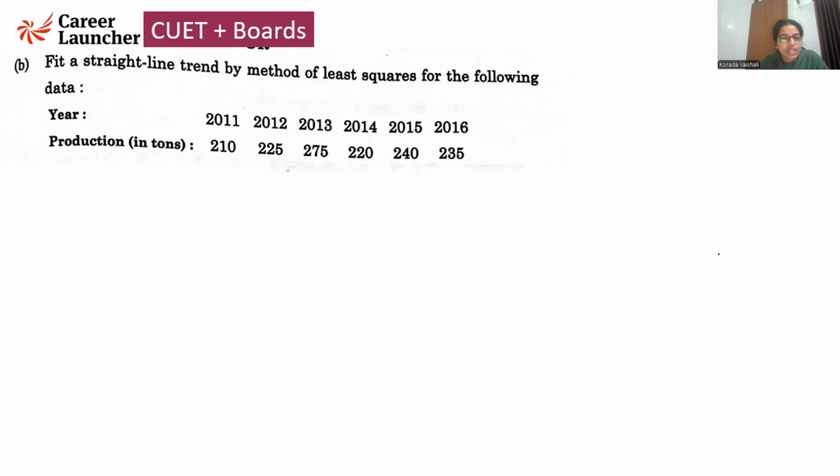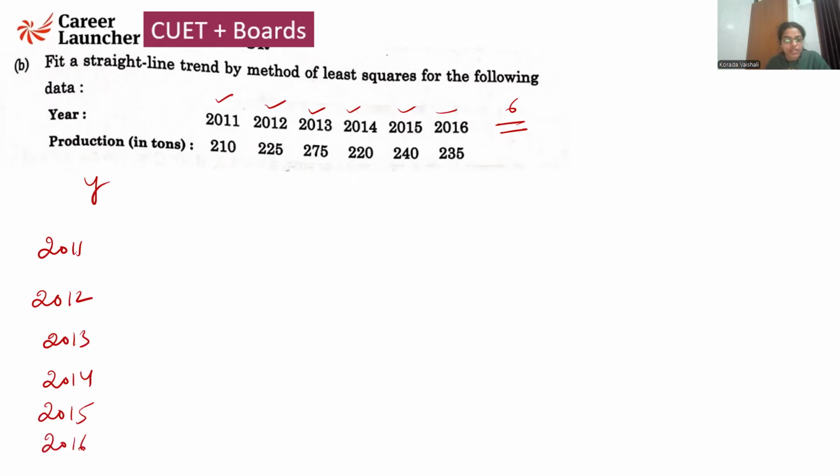Now we need to fit a straight line trend by the method of least squares where the given data is this. How many data points do I have? I'm having 6 data points. Let us just solve this down. We are having the year. The first column is the year: 2011, 2012, 2013, 2014, 2015, and 2016. Now the production is the next thing, which is in terms of Y.